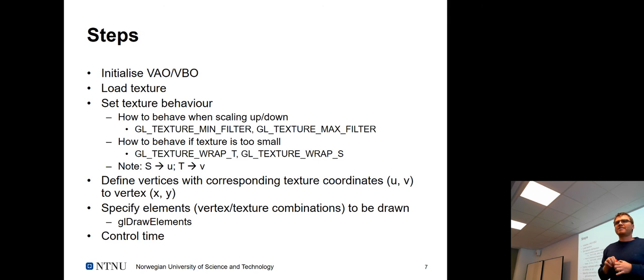So our vertex specification becomes a bit more complex, because it's no longer just vertex, in this case two-dimensional, plus color, but it's actually vertex, color, and the texture coordinate associated with this. Makes sense? So we're loading a texture. The texture has UV coordinates.